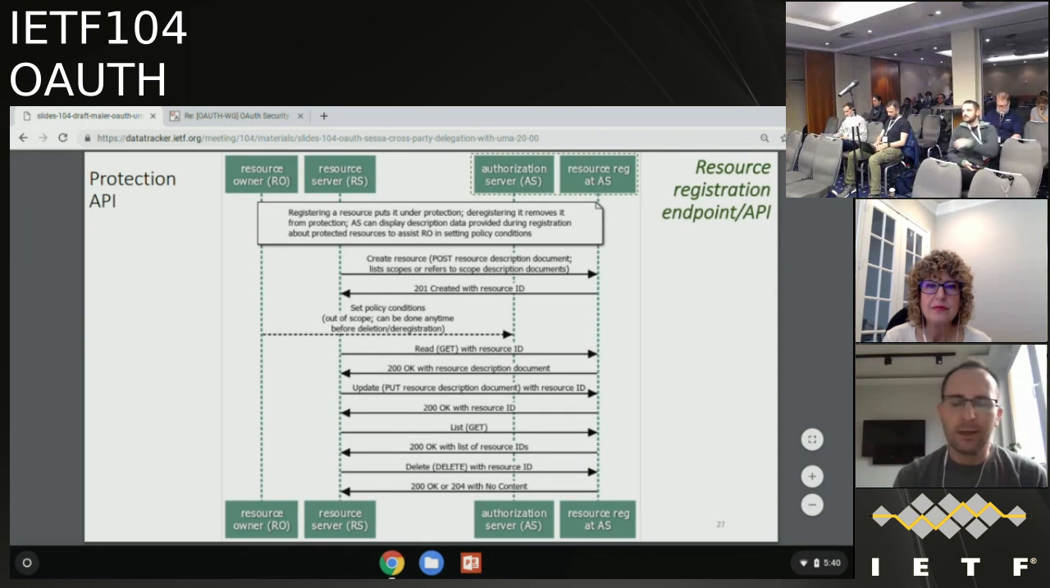Right. So the first endpoint, as I mentioned, was the resource registration endpoint. It's not a standard, sorry, it's a RESTful endpoint, kind of like a CRUD type endpoint that allows the resource server to start managing resources for protection. So it allows you to create the resource description, list the registered resource descriptions, update the descriptions, delete, etc. Again, all the requests have to have a PAT associated. Next slide, please.